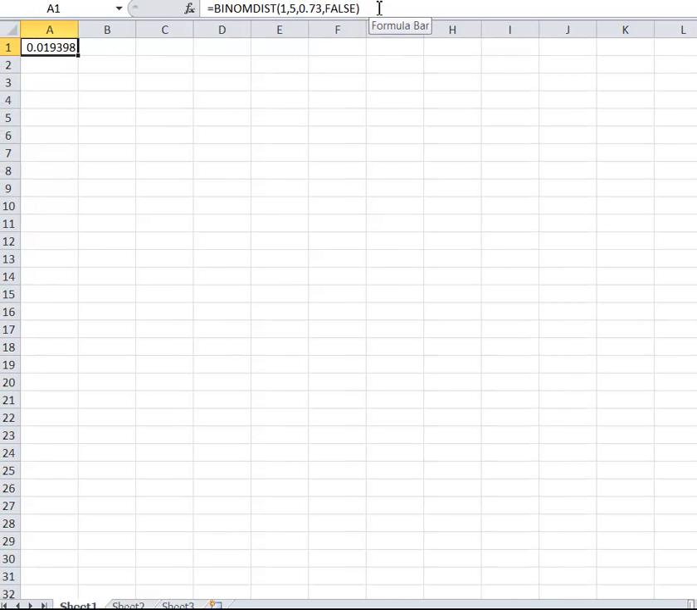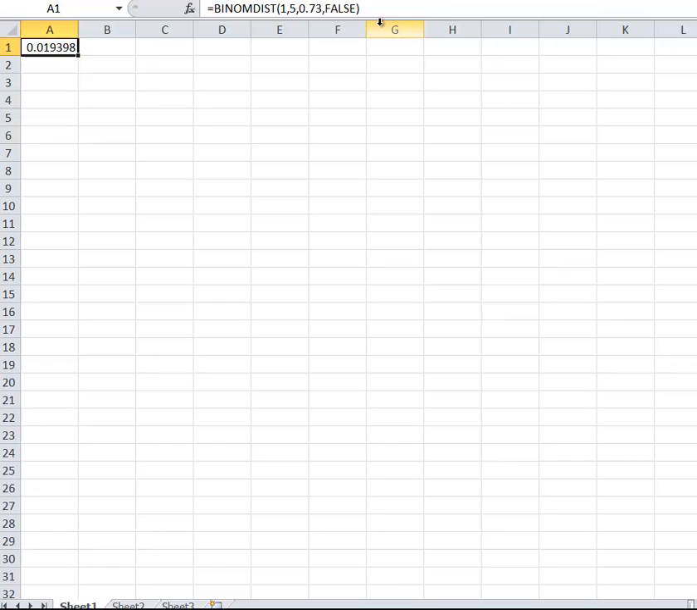And if you look up here in this box where I have binomial dist, that's the command. So the first number you put is your x value. The second number you put is your n value. The third number you put is the probability. And since this is the probability that is equal to a number, the last part you put false.